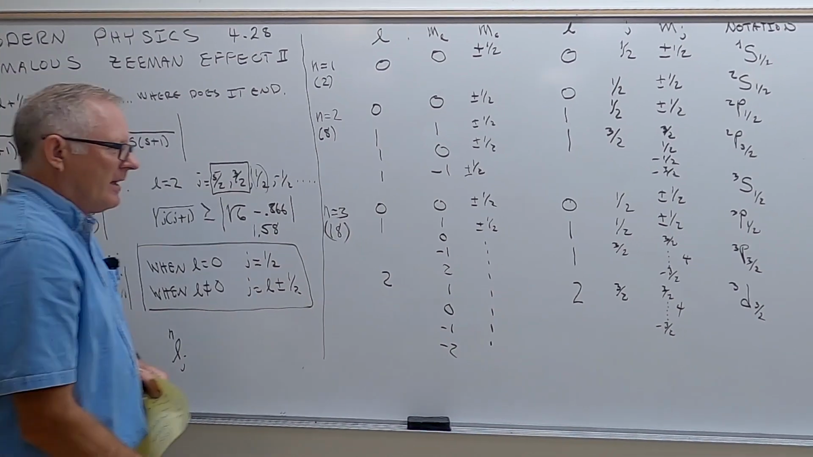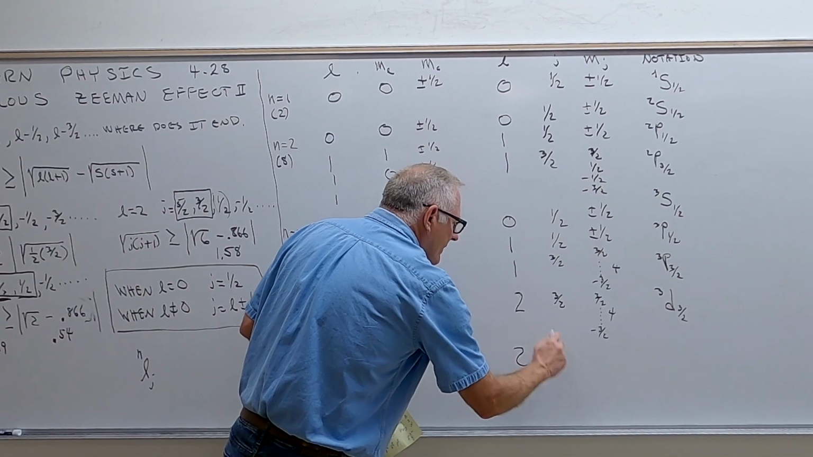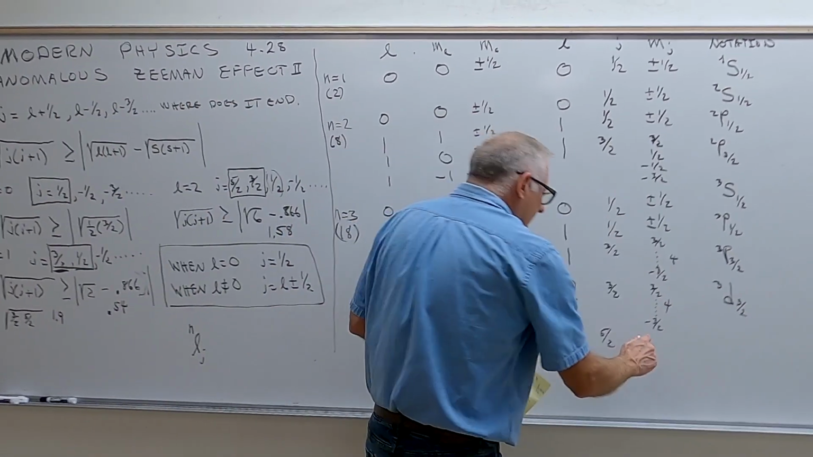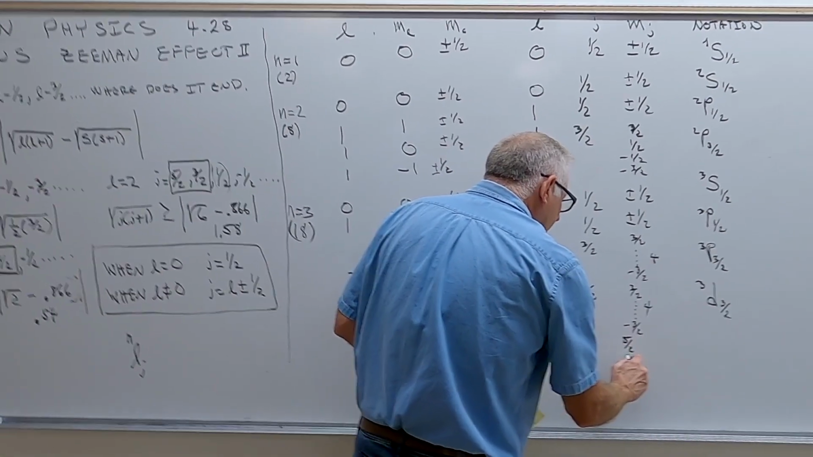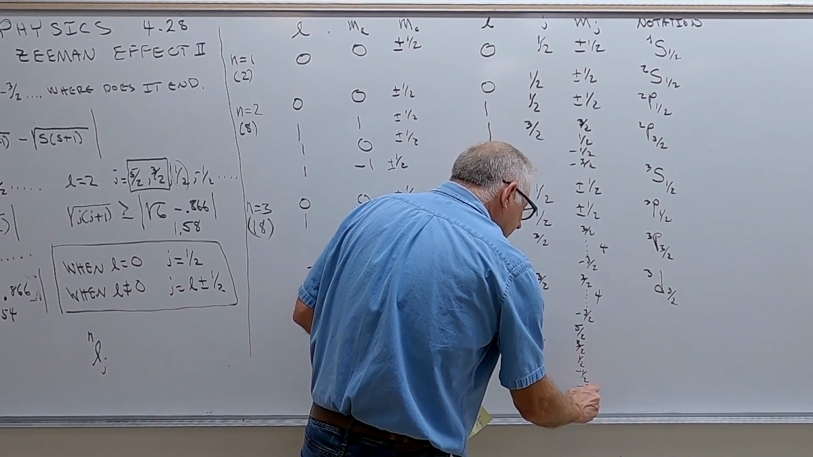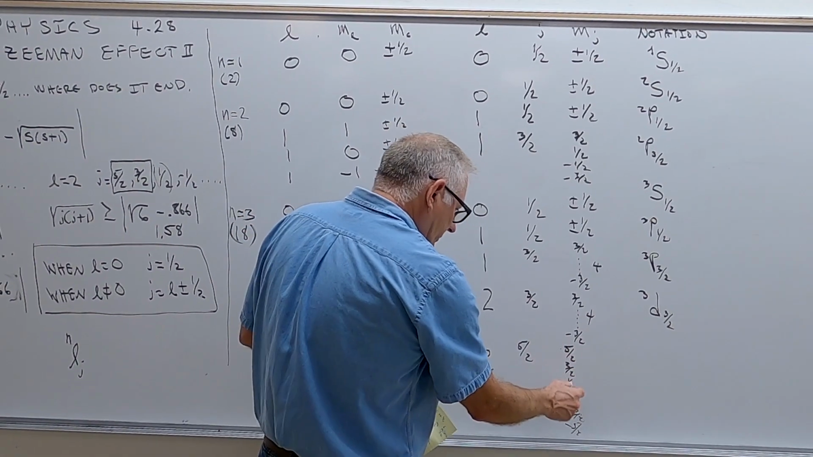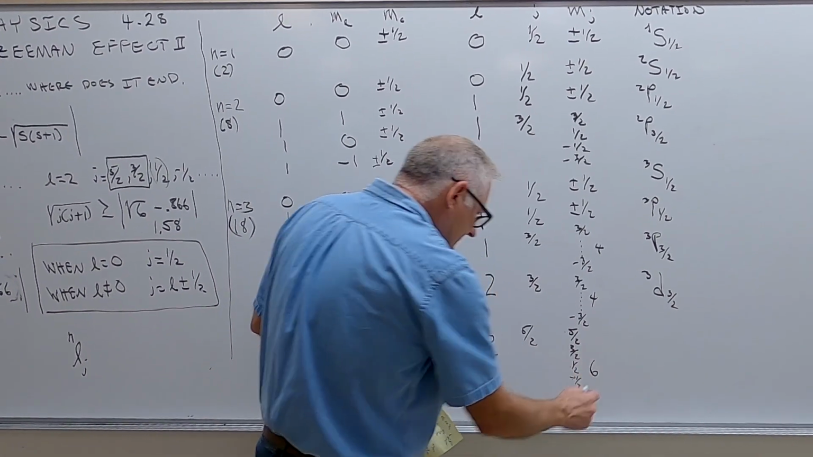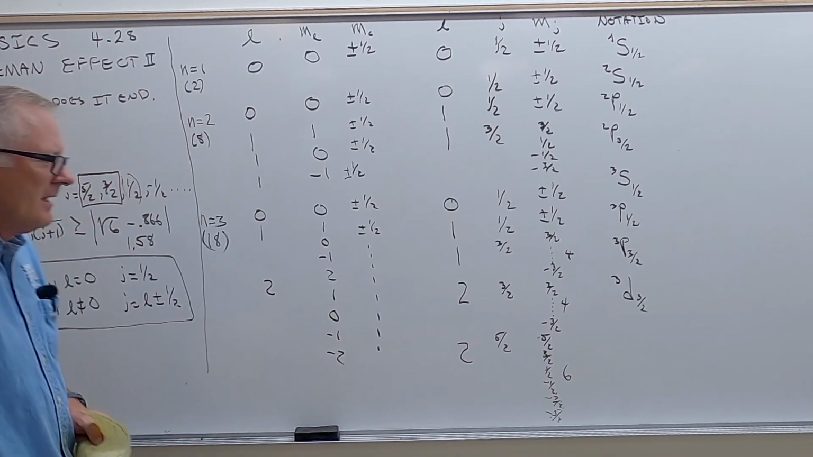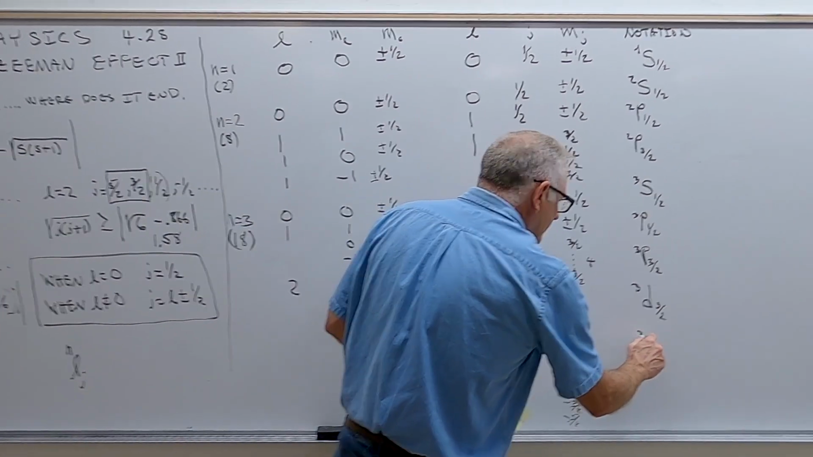And then we would have had the other case here where you had 2 and 5 halves, because it can be plus a half. And now you're going to get 5 halves, 3 halves, 1 half, minus 1 half, minus 3 halves, minus 5 halves, which gives you 1, 2, 3, 4, 5, 6. Yeah, you got 6 of them. These would be the 3D 5 halves.